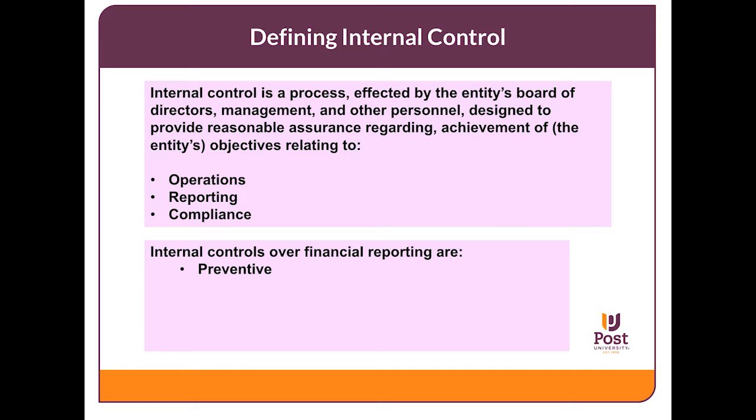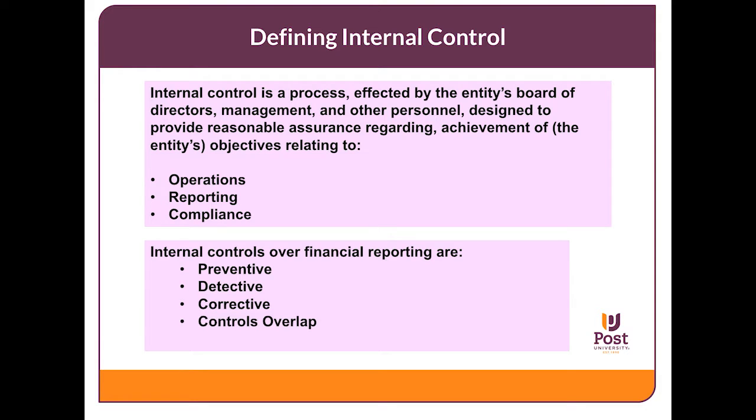An example is segregation of duties. Detective controls are designed to discover misstatements after they have occurred. An example is the monthly bank reconciliation. Corrective controls are those needed to remedy the situation uncovered by detective controls. An example is the backup of master files.